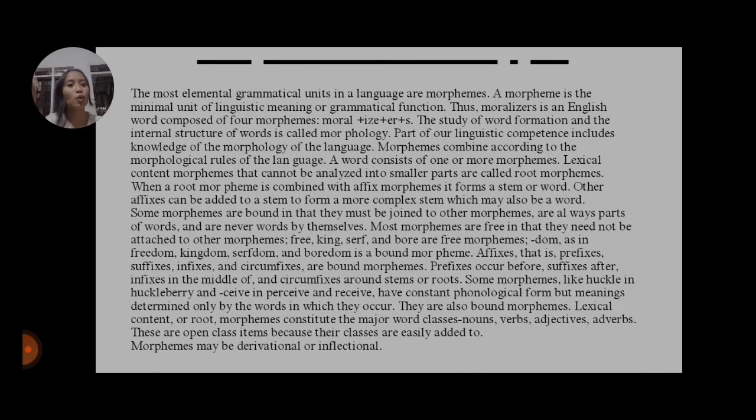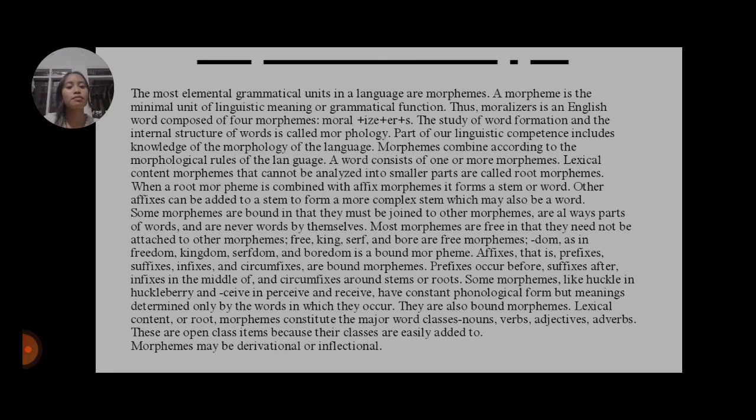Morphemes combine according to the morphological rules of the language. A word consists of one or more morphemes. Lexical content morphemes that cannot be analyzed into smaller parts are called root morphemes. When a root morpheme is combined with affix morphemes, it forms a stem or word. Other affixes can be added to a stem to form a more complex stem, which may also be a word.